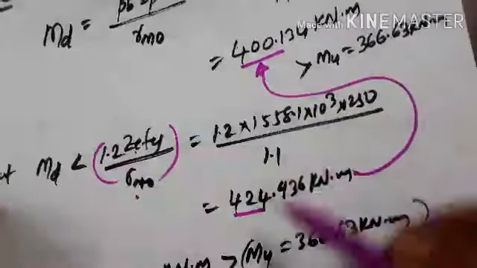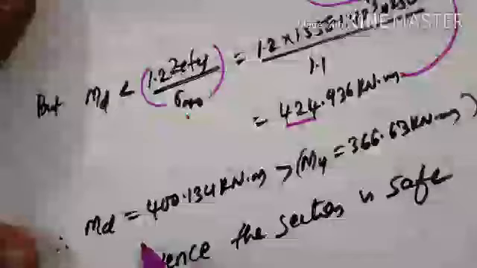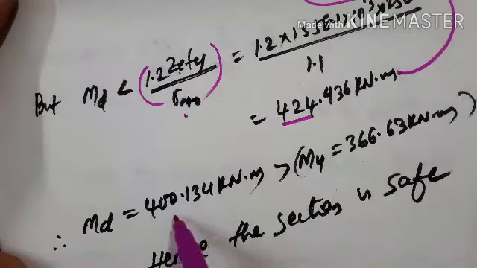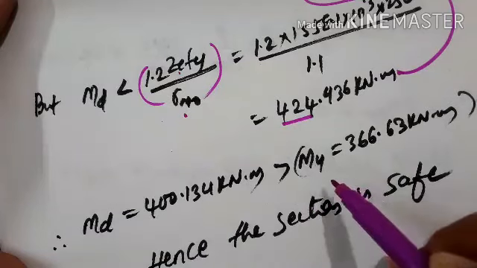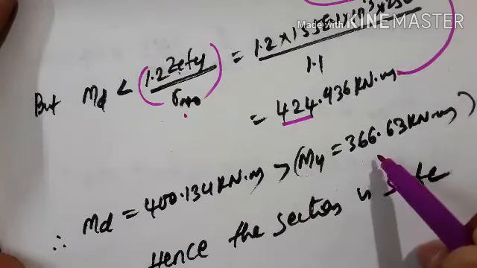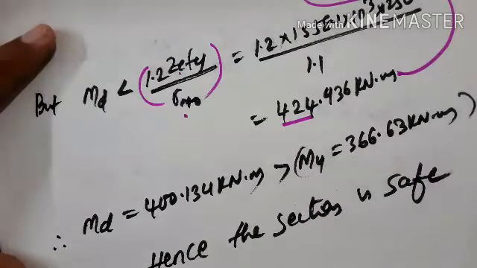When you compare both, whichever is the least one, then the value of that Md will be 400.134 kilonewton meter, which is greater than the actual moment acting, 366.63 kilonewton meter. Hence the section is safe in carrying the bending moment.